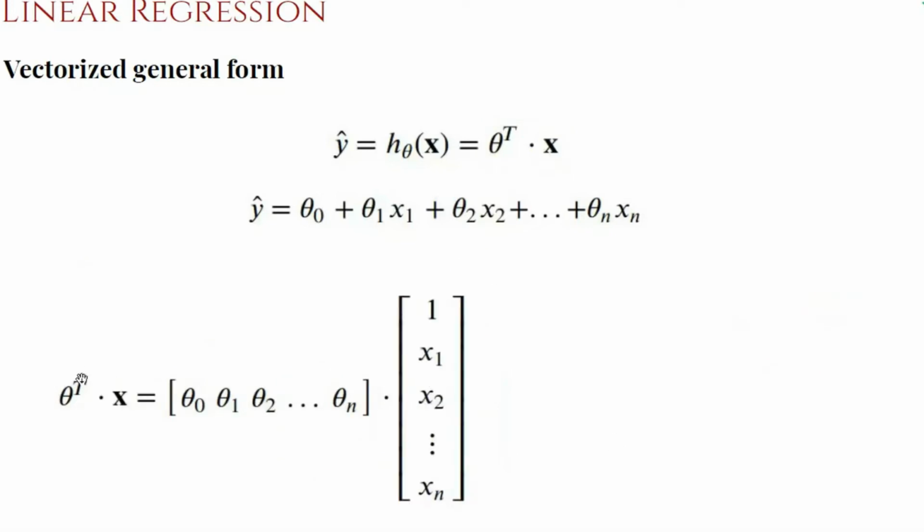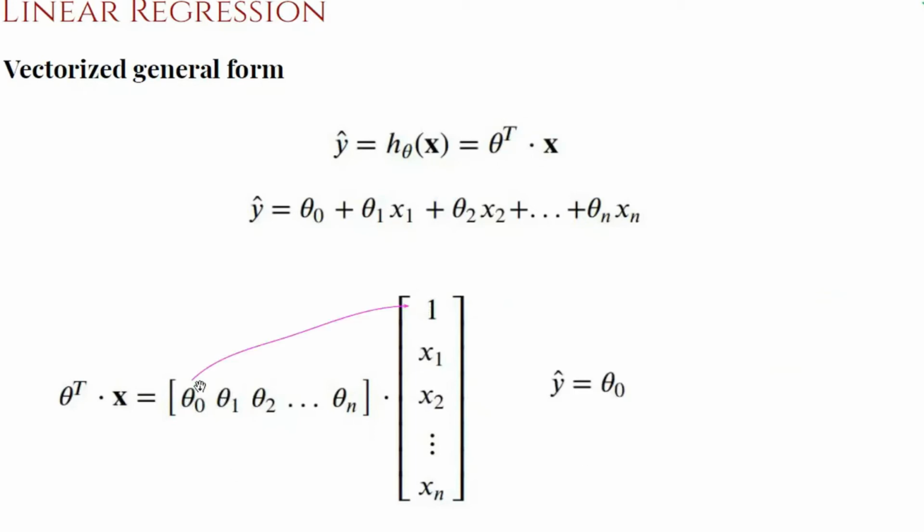So if you take this theta transpose and x, what we do is that we will take theta 0. So we take the first element of the first row and multiply it with the first row of the second matrix. And then you take the second column of this matrix and multiply it with the second row of this matrix and then sum it up.